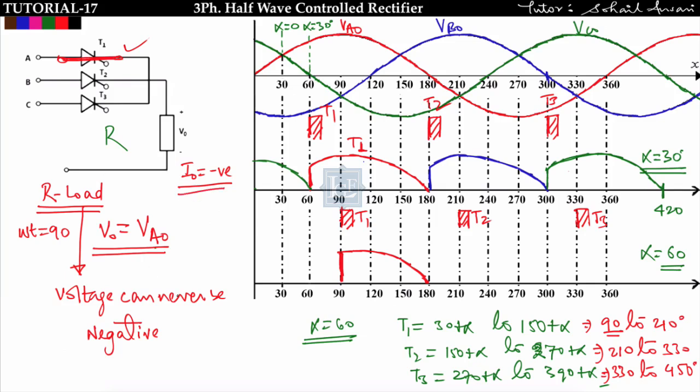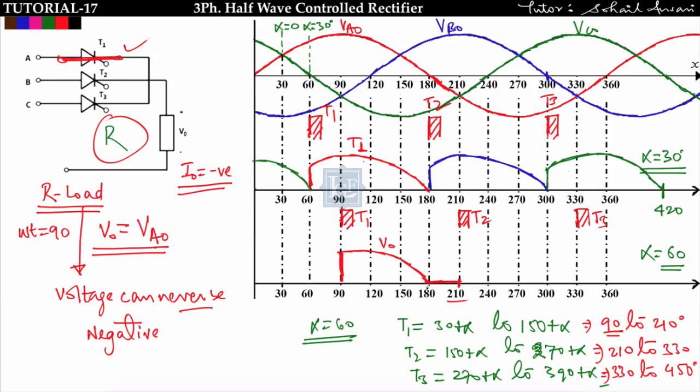You can see all the previous lectures. For R load, V naught can never be negative, and here you can see that at omega t equal to 180 degree, VA0 is equal to 0, and after omega t equal to 180 degree, VA0 is going to be negative. So after 180 degree, V naught will not follow VA0 for R type of load, because output voltage can never be negative for R type of load. So after 180 degree, output voltage will be 0, and it will continue to be 0 till the next thyristor is not triggered. And here you can say that the next thyristor, that is T2, is triggered at omega t equal to 200 degree.